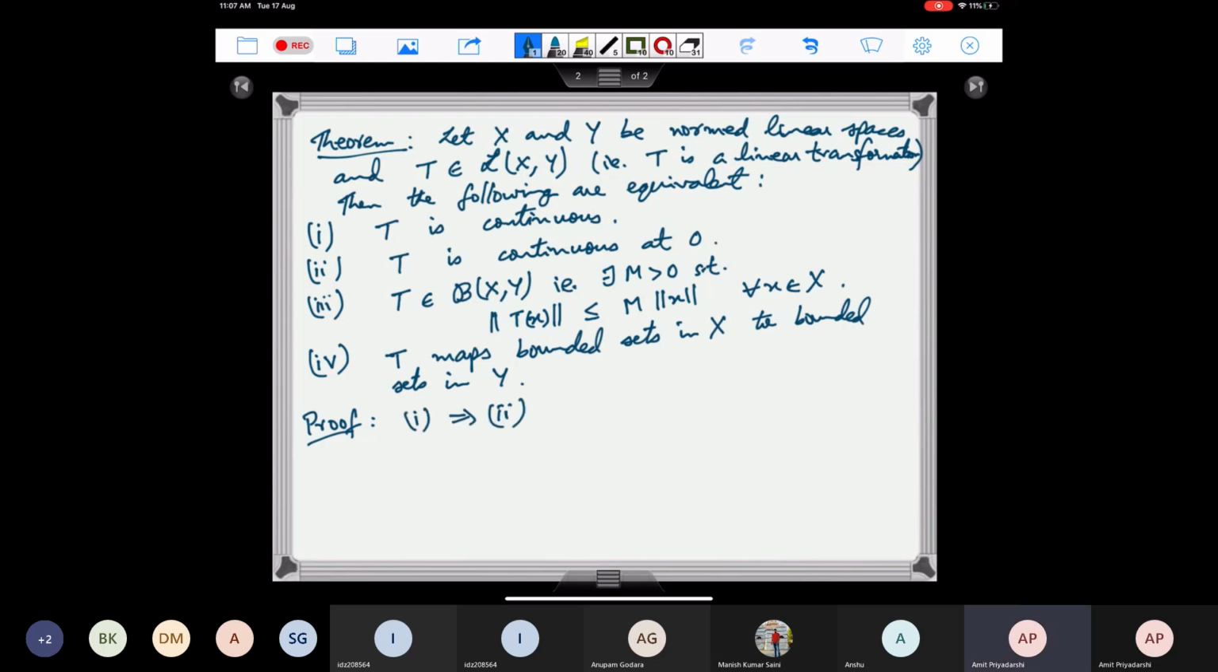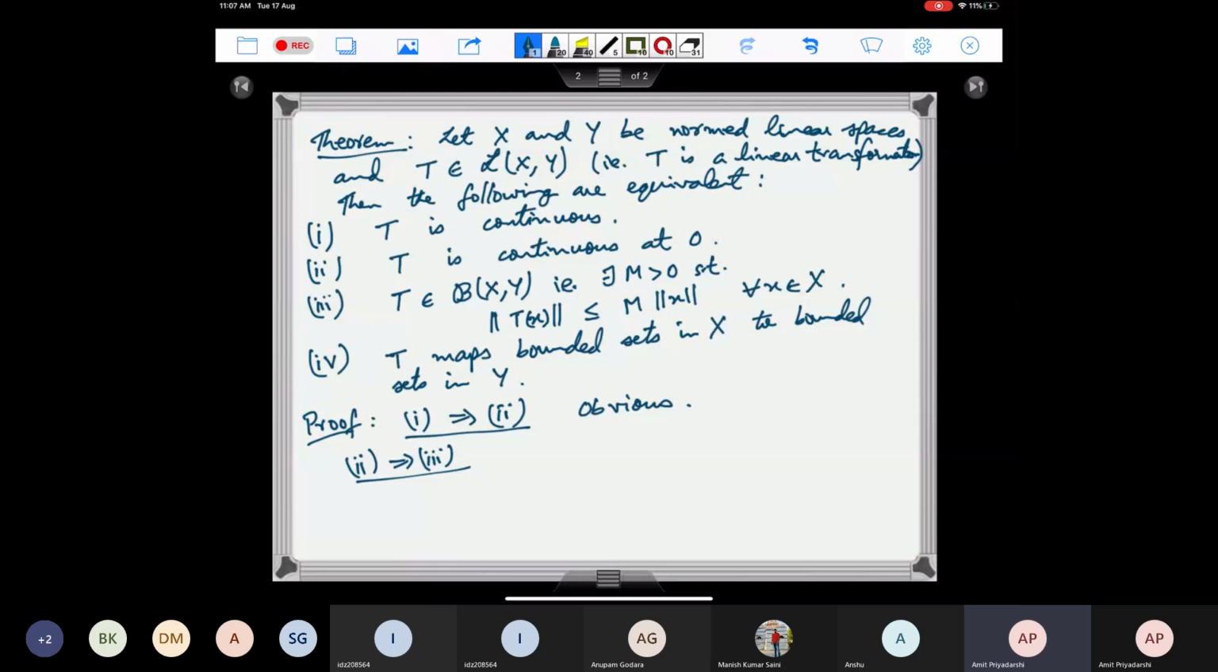1 implies 2 is obvious, because if T is a continuous function, then it is continuous at all points of X. In particular, it is continuous at 0. What about 2 implies 3? Suppose we are given that T is continuous at 0, and we want to prove that there exists some constant M such that norm of Tx is less than or equal to M times norm x.